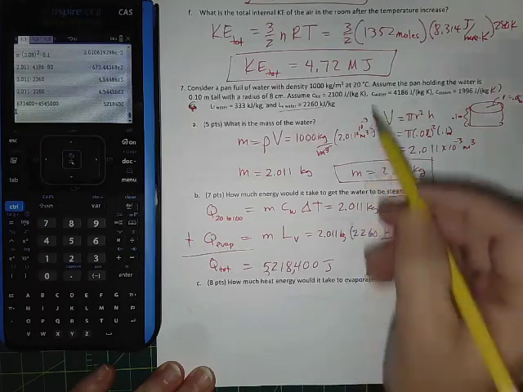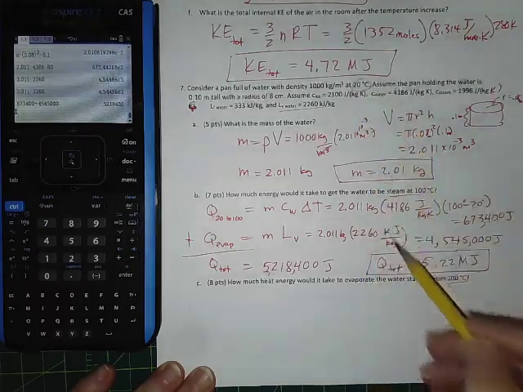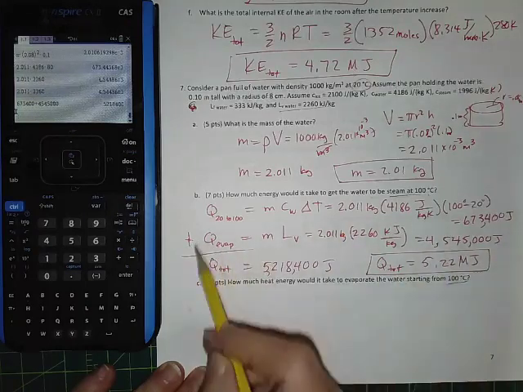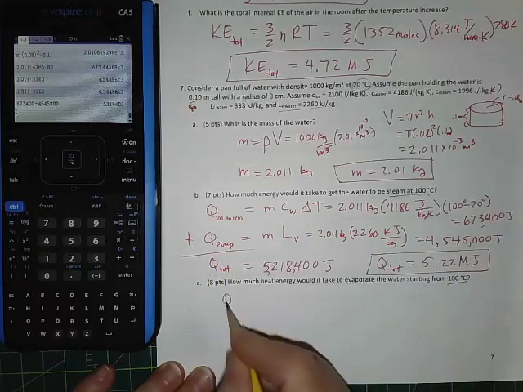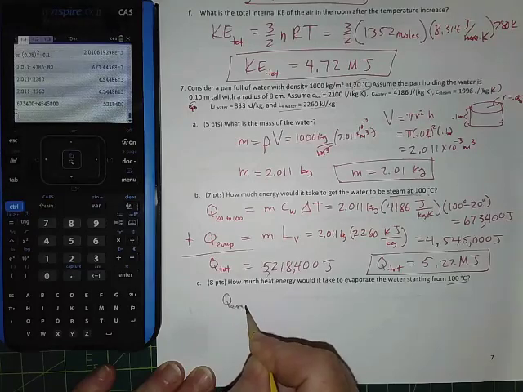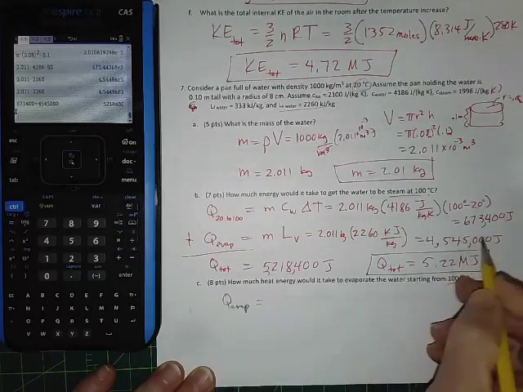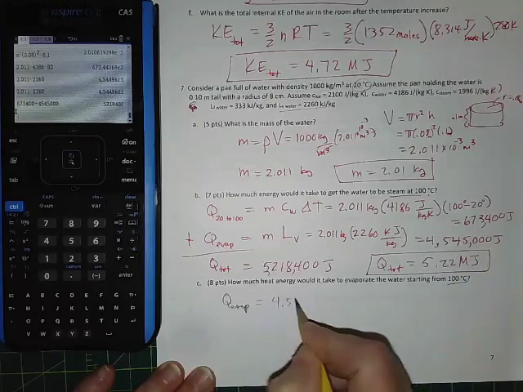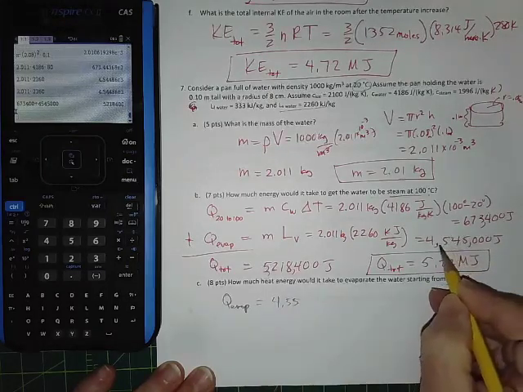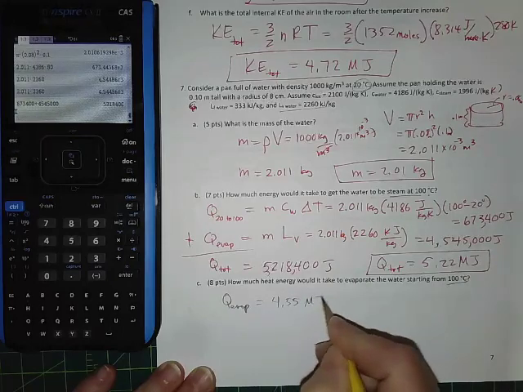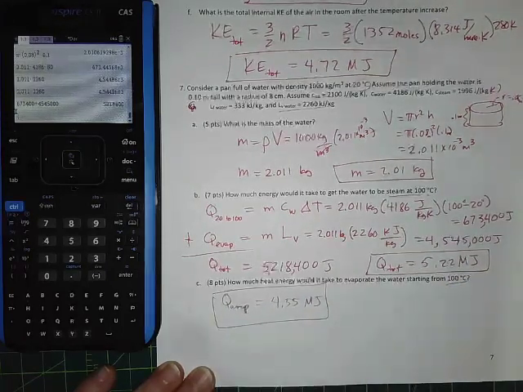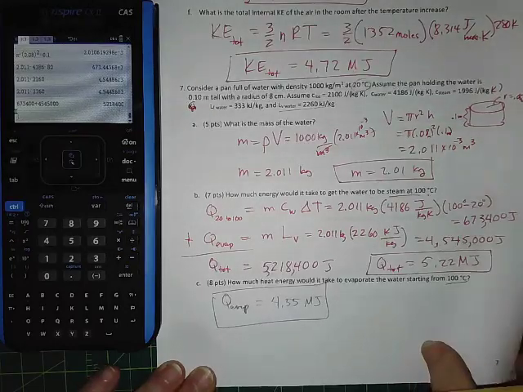Okay, so for this one we started at 20 and went all the way to steam. Now it's just asking starting at 100. So that would just be the heat of evaporation, Q evap, like we calculated there. So we've already got that number. It's just this, 4.55 megajoules. Yes. All right, so no extra calculations needed on that one.